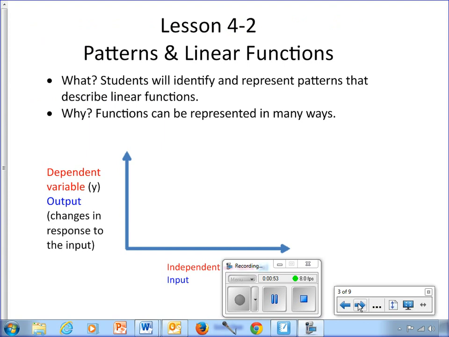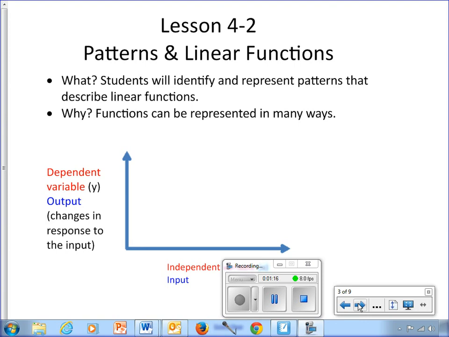All right, today our lesson is 4-2, Patterns in Linear Functions. Our objective is that you will be able to identify and represent patterns that describe linear functions. We are studying functions because they can be represented in many ways and are very important to mathematics.